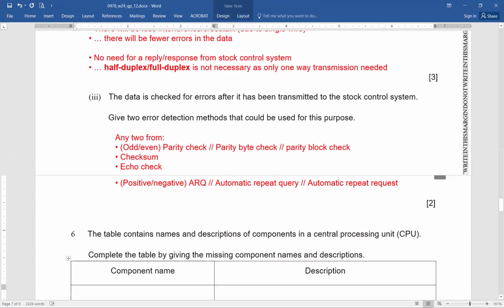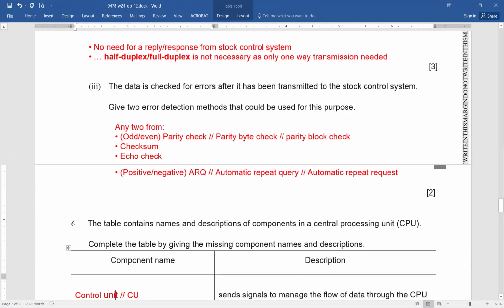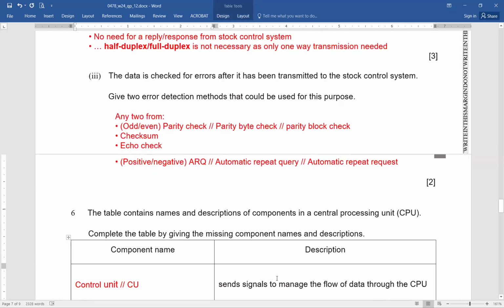Question number 6. The table contains names and descriptions of components in a CPU. Complete the table by giving the missing component names and descriptions. So the first missing thing is: send signals to manage the flow of data through the CPU.